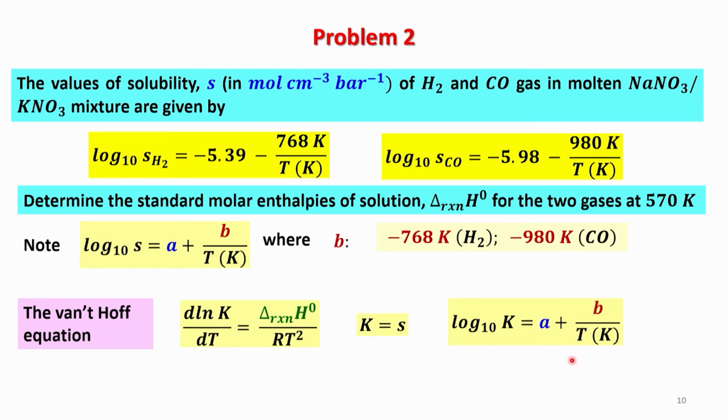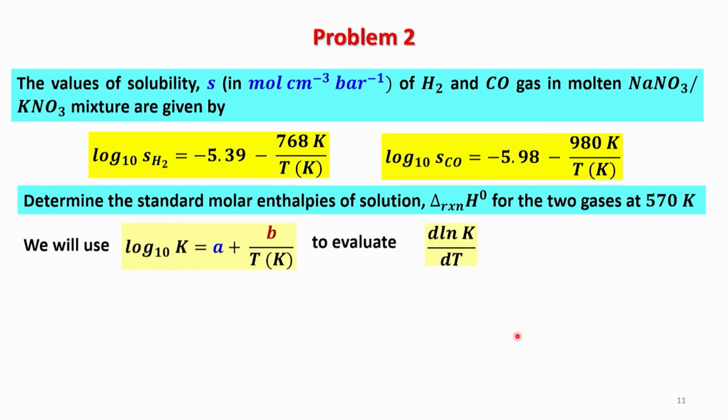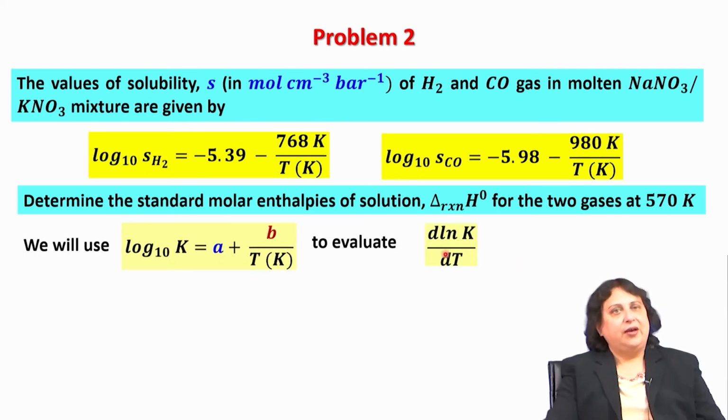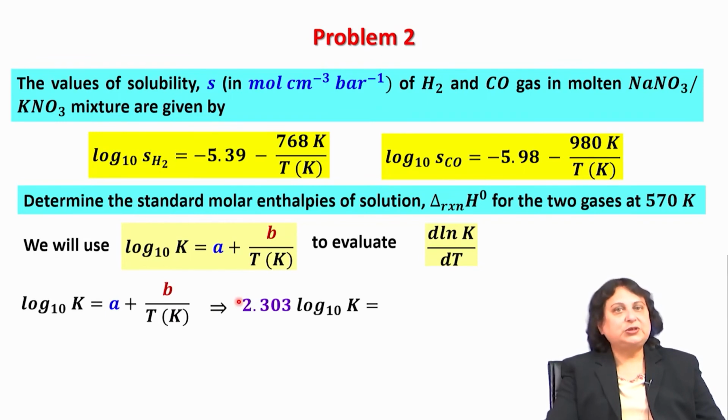So, there is a way by which I can look at the temperature dependence of K, but please remember that for Van 't Hoff's equation to be correct, I have to take a natural logarithm of K, but my experimental data is in the log to the base 10 of K. So, what I will do is to evaluate d ln K dT. I will still use this equation, but I will start with it and multiply on both sides by this number 2.303.